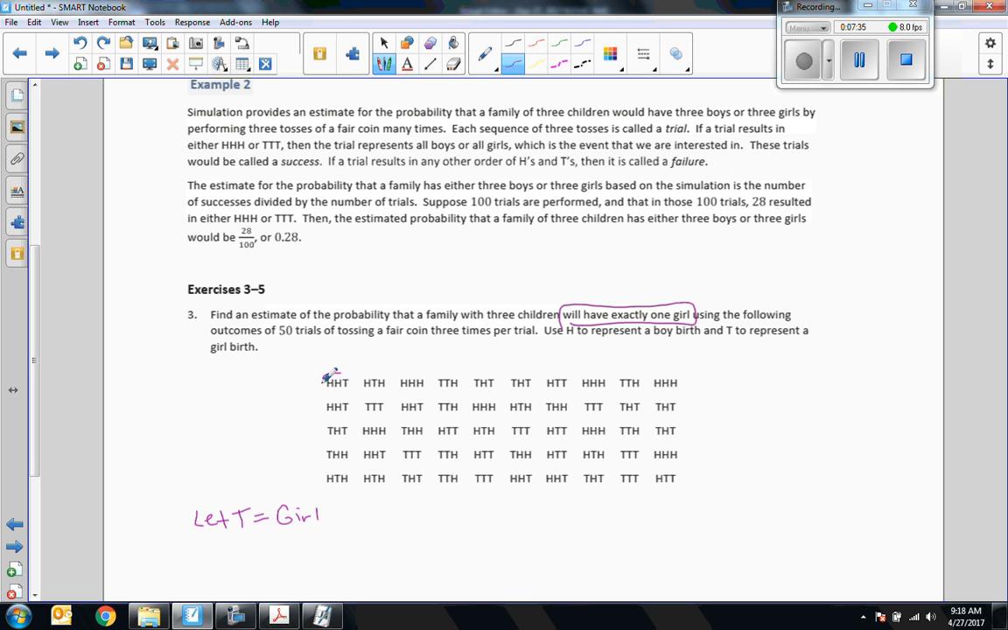Now we're looking for any trial that has just 1 T. Two T's is not exactly 1 T, so skip those, and skip the ones with no T's. I just circled all the possible outcomes where there was only 1 T in the 3 tosses.